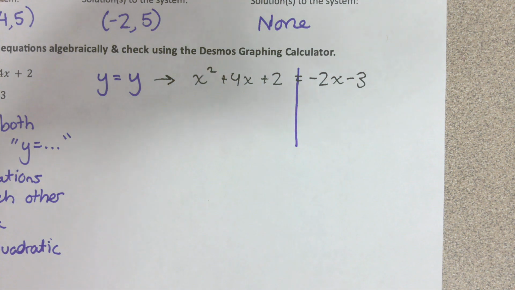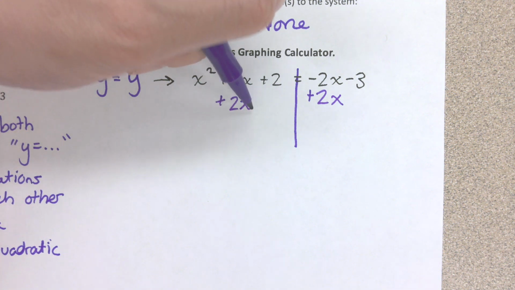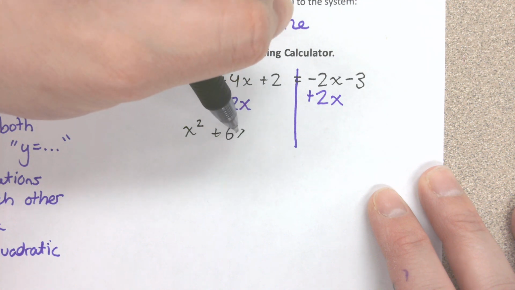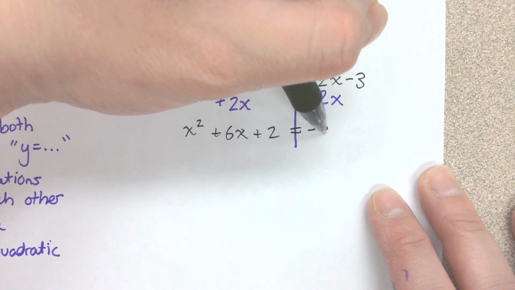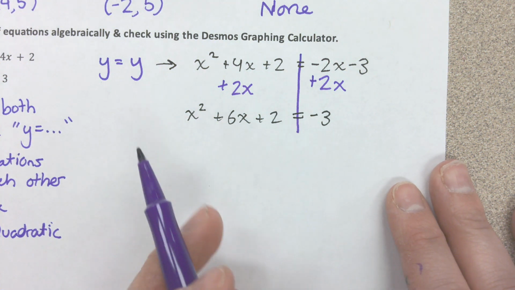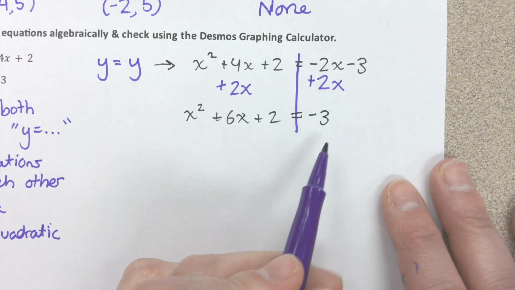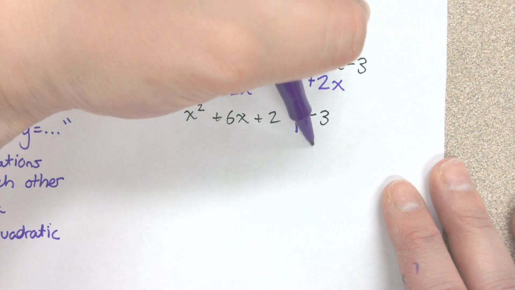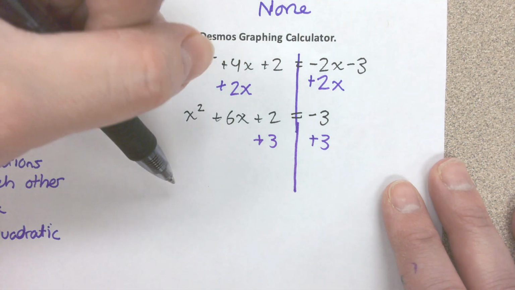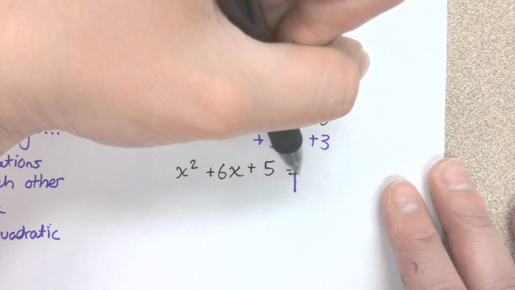Move the 2x. That's a negative 2x, so I'll plus 2x. And I'm going to put it under the 4x on the left side. That's its like term. X squared plus 6x plus 2 is equal to negative 3. What's my goal here, what I'm doing right now? We want it to have a 0, so we need to move the negative 3 to the left side as well. To accomplish that, plus 3, put it under the 2. X squared plus 6x plus 5 is equal to 0.